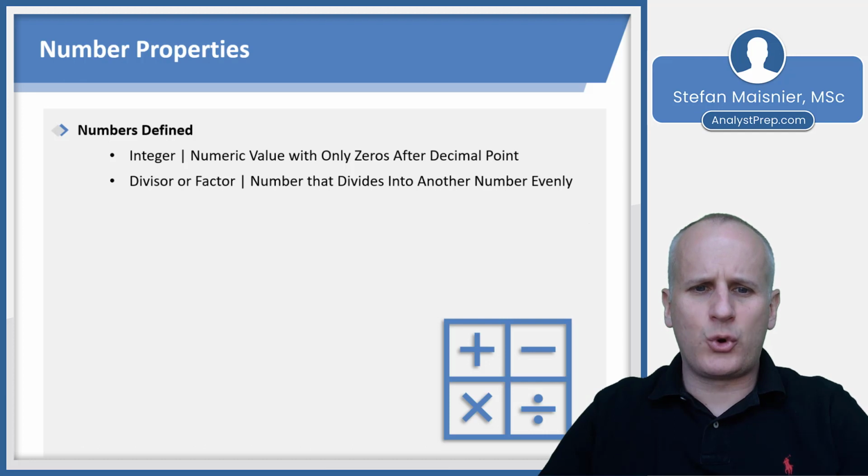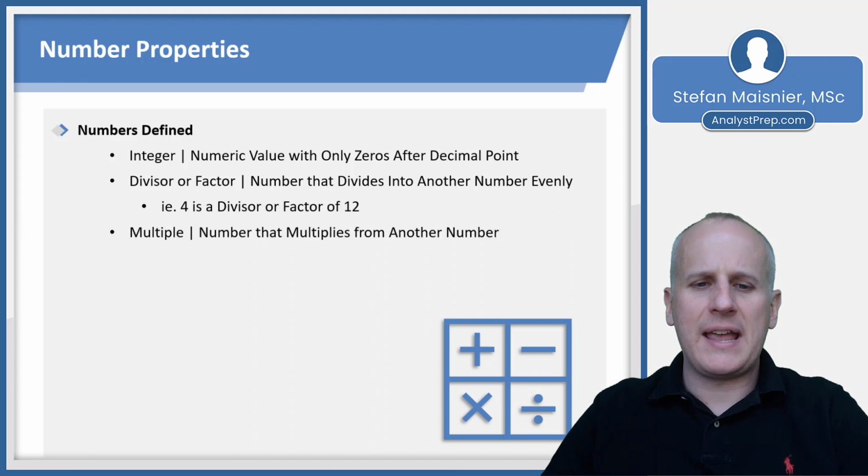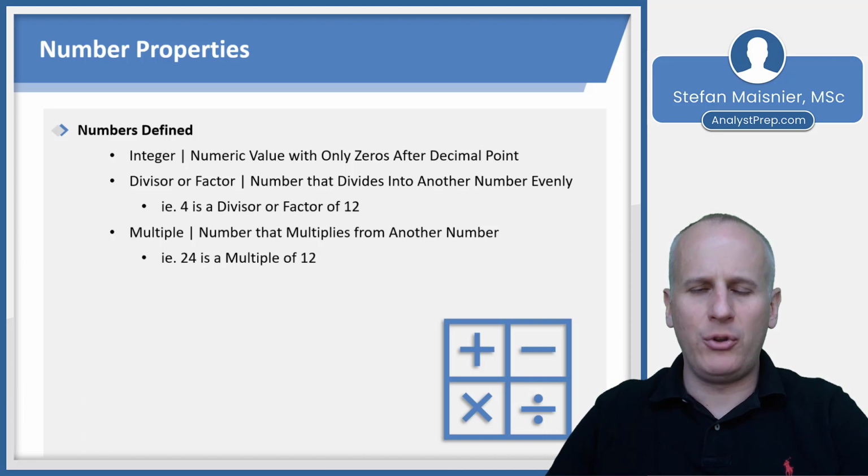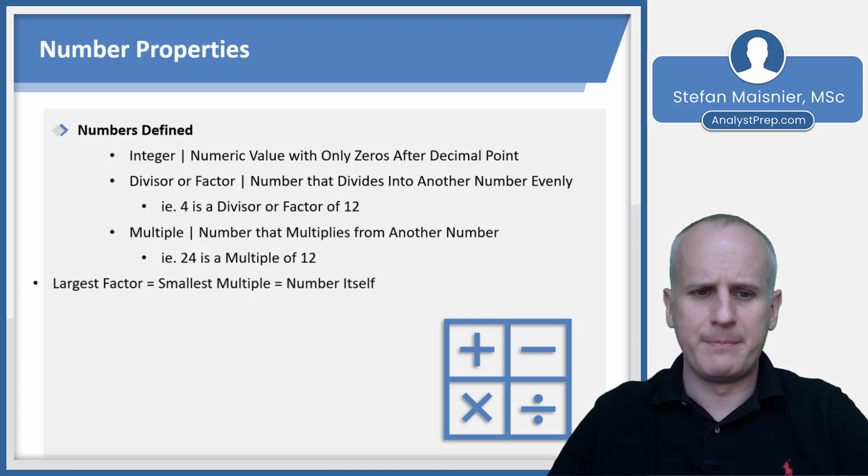Now, a divisor or factor is a number that divides into another number evenly. So, for instance, 4 would be a divisor or factor of 12. A multiple, however, is a number that multiplies from another number. So, 24 would be a multiple of 12. And this distinction is one of the foundational things for the exam, just making sure that you try to avoid confusing divisors and factors with multiples.